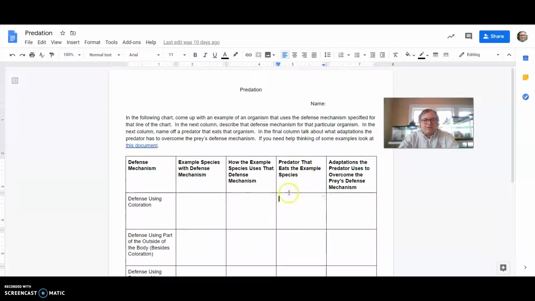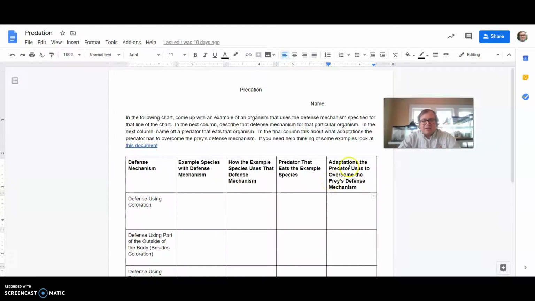Then you would get here to a predator that eats the example species. So literally there are lots of animals that do end up eating bees, either sometimes animals that are smaller than them that will eat the baby bees, or you have certain types of birds. There are specific ones called bee eaters that do eat bees. So you might talk about that as being a predator that eats the example species.